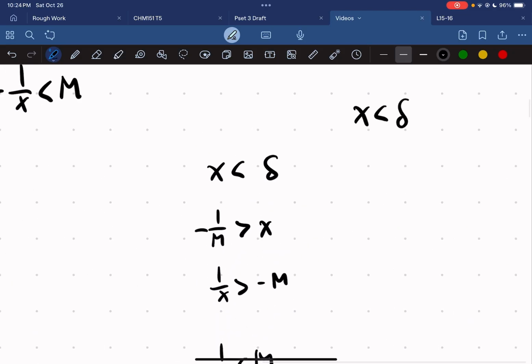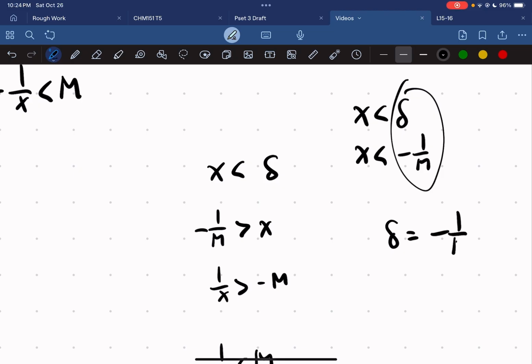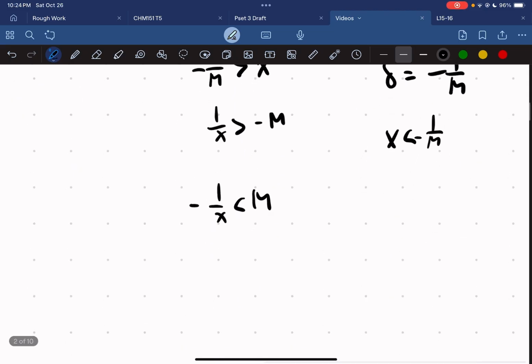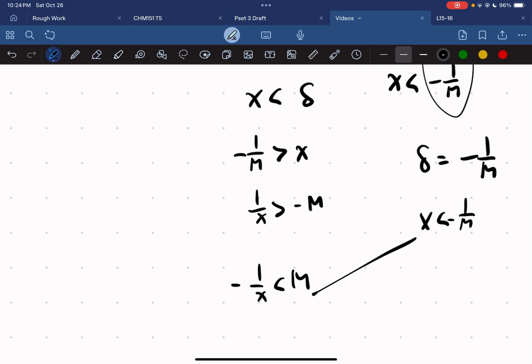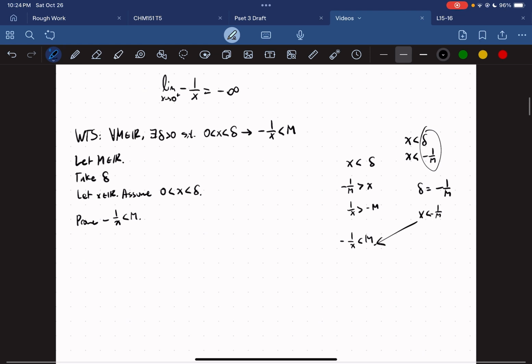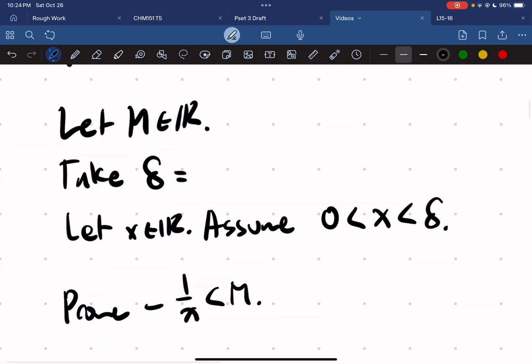Let's see. x is less than delta, and x is also less than 1 over m. So we can just set delta as negative 1 over m. And then we've proven that x is less than negative 1 over m, which proves our original statement here. Perfect. So let's do that. Let's just have delta as negative 1 over m.